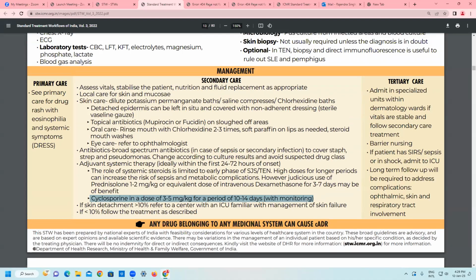A person may be receiving so many drugs. So one has to identify, stop the suspected drug, or if possible, all the drugs to start with, and manage fast. And if there is a doubt, refer to a specialist. Thank you very much.